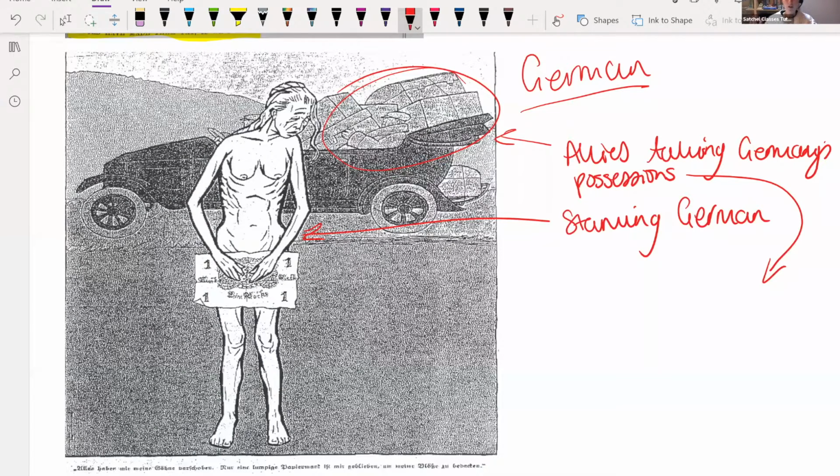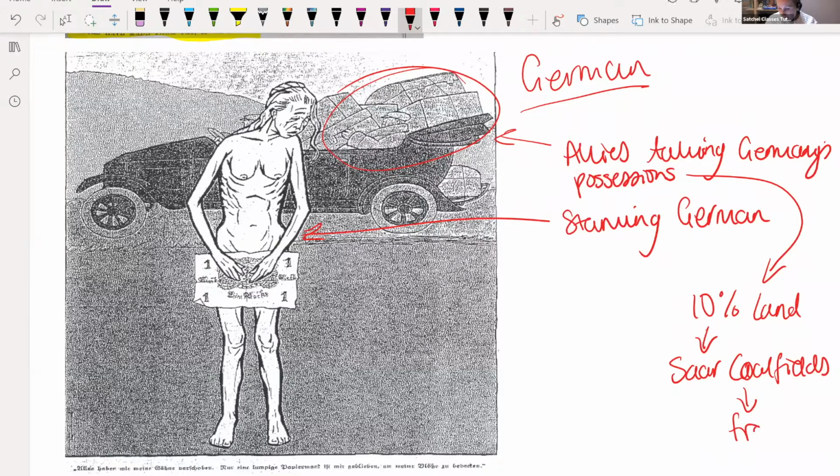So think about what you know. What did the Allies take from Germany? They took 10% of their land, right? So you can use that as a really good example. Better still, if you can give a specific piece of land that Germany had taken from them and given to someone else. So for example, and if you've got another example, that is absolutely fine, the Saar coal fields, which were given to France. Okay, so that's a really nice bit of information.